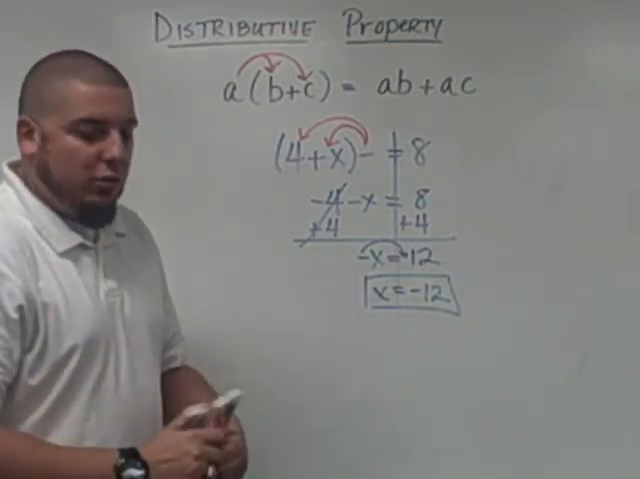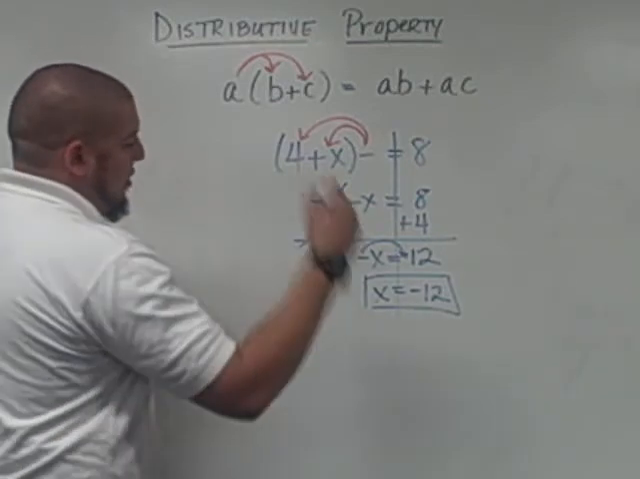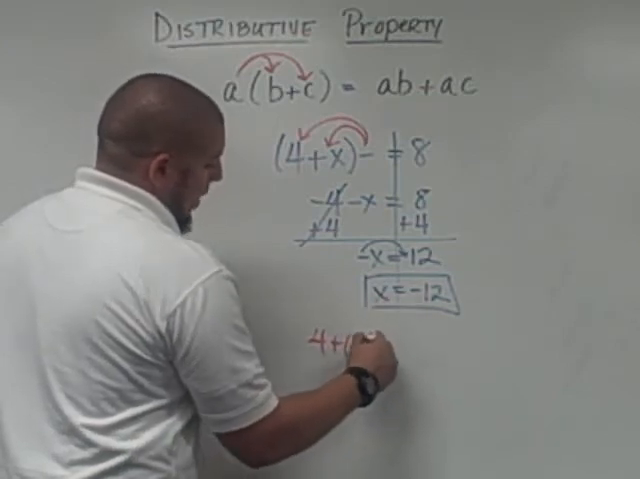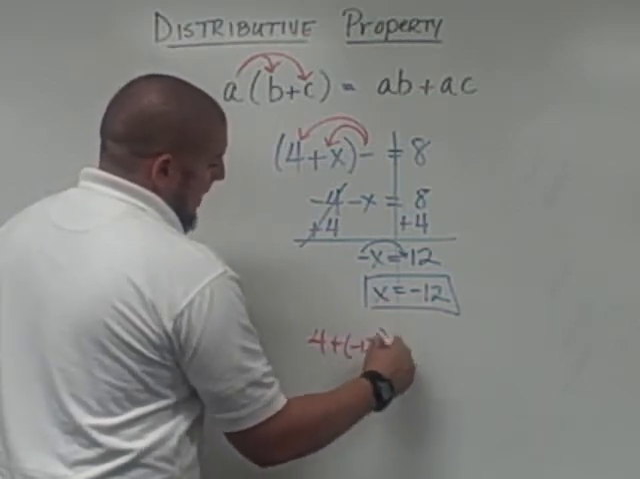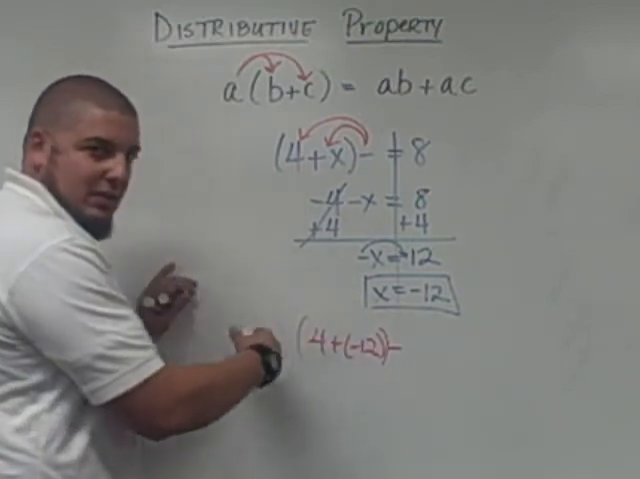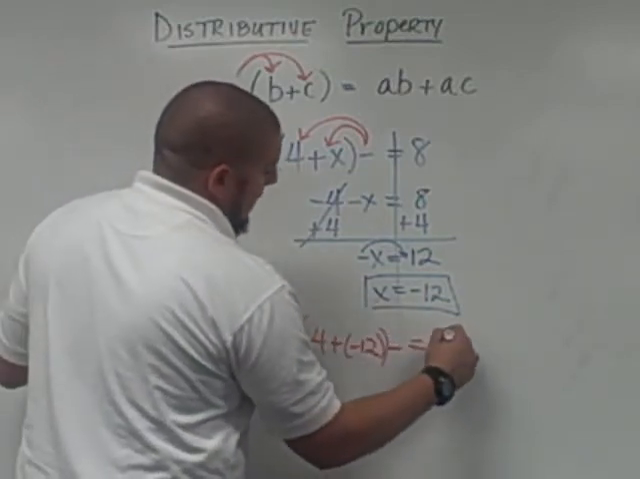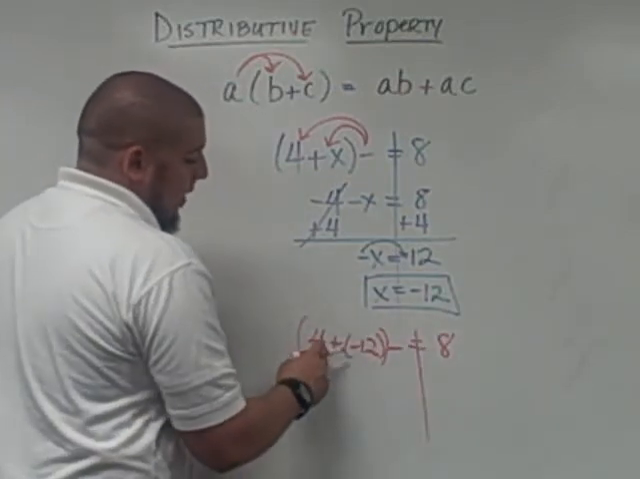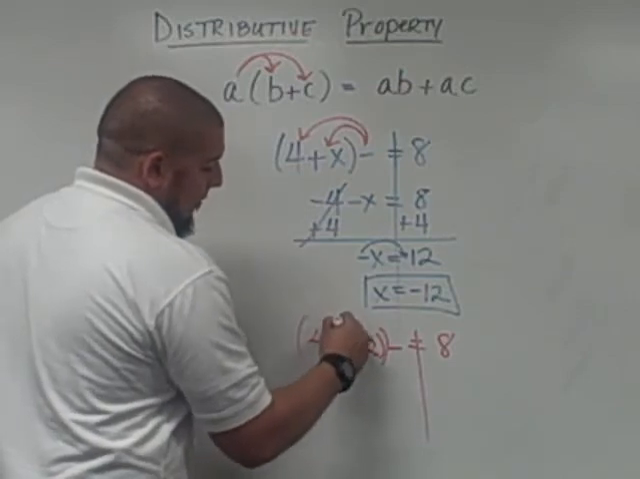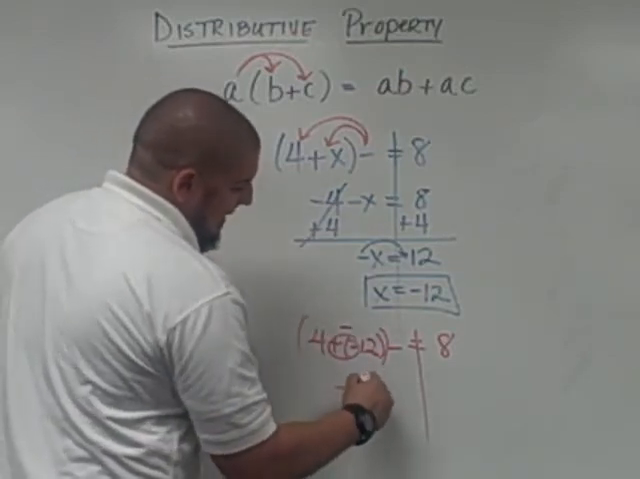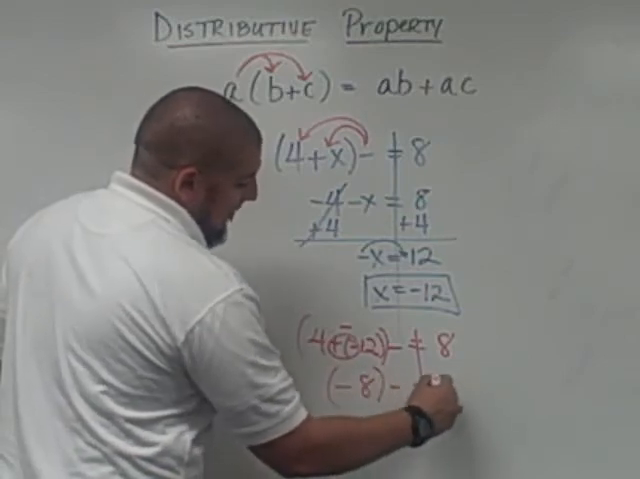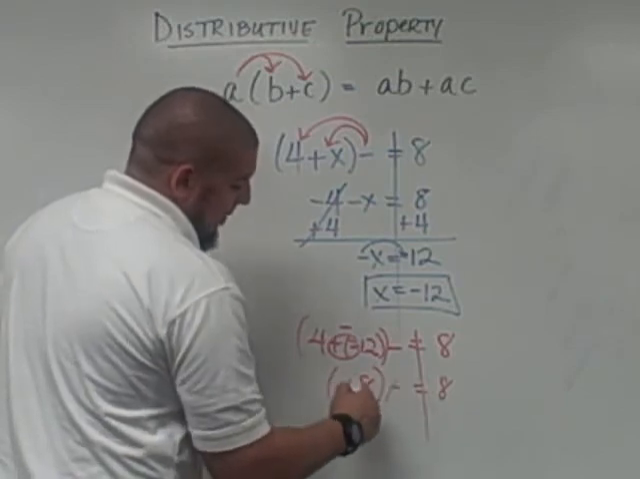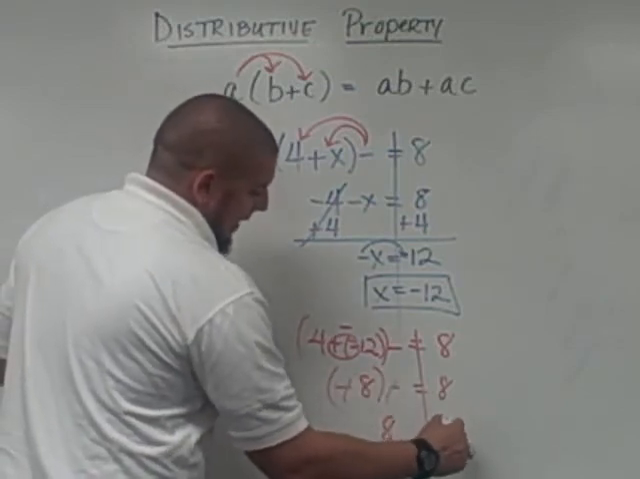If I want to check my answer, and you guys should get in the habit of checking your answer, the way I would check it is to put 4 plus my x value, negative 12, and then the negative sign out here, which basically turns everything negative or opposite, equals 8. So if I work this out, everything should equal 8. 4 plus a negative becomes 4 minus 12. 4 minus 12 is negative 8. But over here I have a negative sign, equals 8. Negative 8 and the negative sign cancel out, becoming positive 8 equals 8. So that does check out.